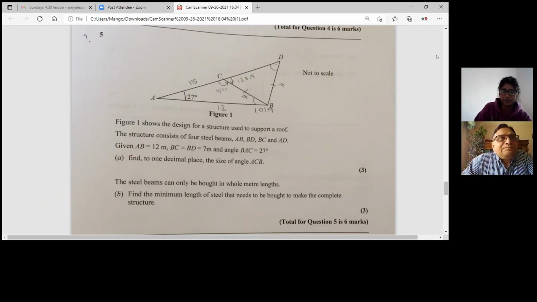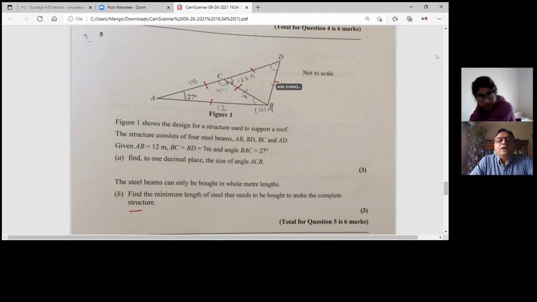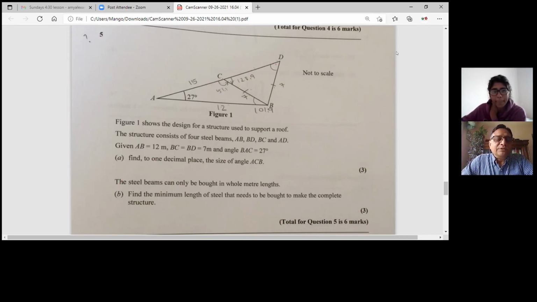Okay, so what is part B? Part C. Steel beams can only be bought in whole meter lengths. Find the minimum length of steel that needs to be bought to make the complete structure. So that means the length of each you need to find, right? So we already know the length of these three, and you can now calculate the length of the other side using sine law, right? That should not be a problem, correct? I did that, yeah. So that question was good. So it was just part A. Yeah, that is correct. Cool. Perfect. Yeah, next question.